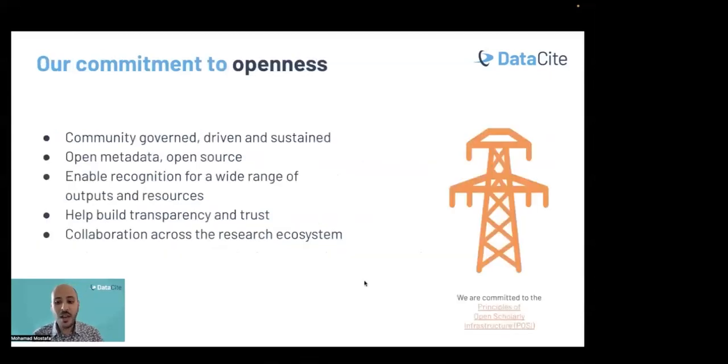So we believe and we are committed to the principles of open scholarly infrastructure, the POSI principles. This means that we are a community-driven and sustainable organization as well. We believe in open metadata and open source applications. We help our members to recognize and support a wide range of research output and resources. And we also support our members in building transparency and trust in the research ecosystem. And we collaborate with different organizations across the research ecosystem.